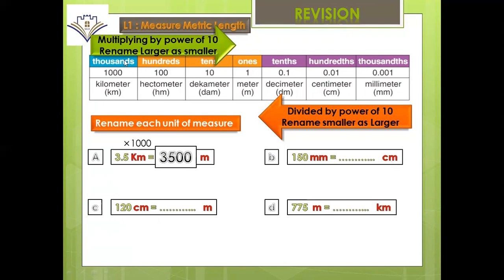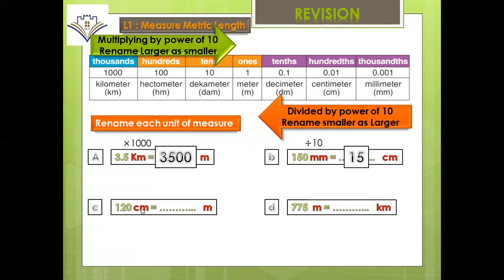Letter B, 150 millimeter equals dots centimeter. Are we renaming from a larger unit as smaller or the opposite? Millimeter and centi. Millimeter is smaller, so we rename smaller as larger. Then divide. From millimeter to centimeter, divide by 10. Then move the decimal point one place. Here is the decimal point, then move back one decimal place. Then the answer is 15 centimeter.